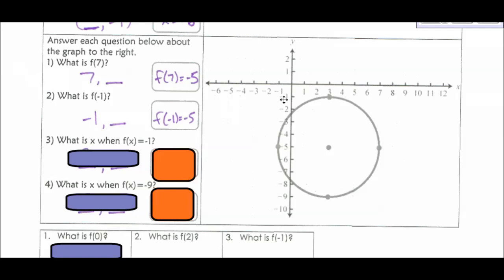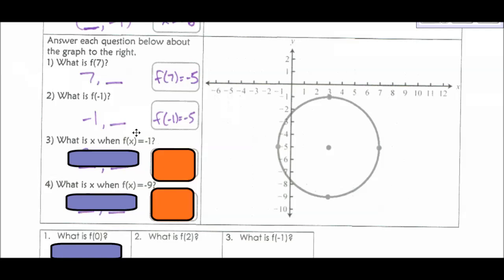Let's say they had asked for f of 3. There's actually 2 answers to that, and that's perfectly okay. It's not a function. That's what that really means when you have an x value that has 2 outputs. It's not a function, but you're allowed to have 2 answers. So we could have just said that f of 3 equals -1 and it equals -9. It hits both of those y values.